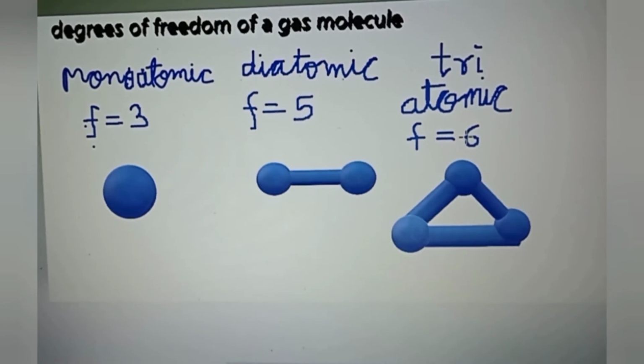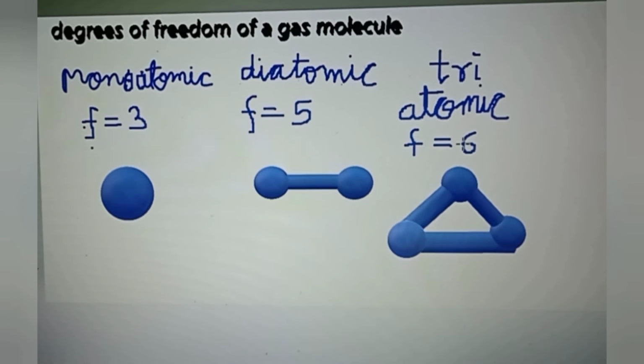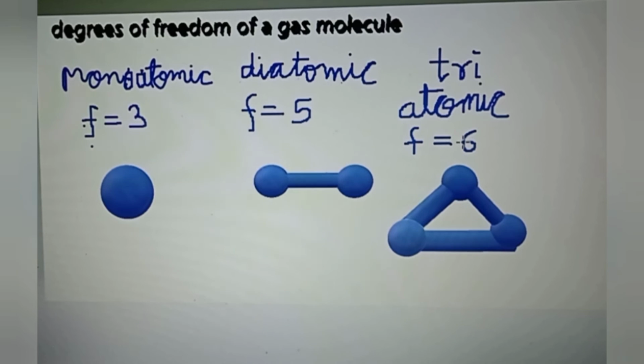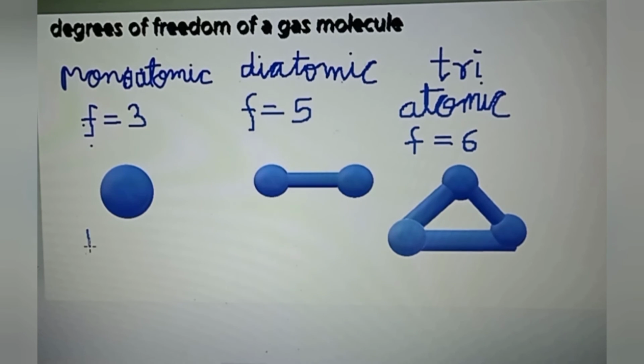So why do we study degrees of freedom? First thing, it gives us information about in which parts, which forms, or in how many ways a molecule can store energy. And second, which is the most important thing, all the energy, or to be very precise, kinetic energy possessed by a molecule gets distributed equally in all the degrees of freedom. It means if this molecule has some energy, let us suppose 10 units, then each of its degrees of freedom will have 10 by 3 units of energy, and same for others.